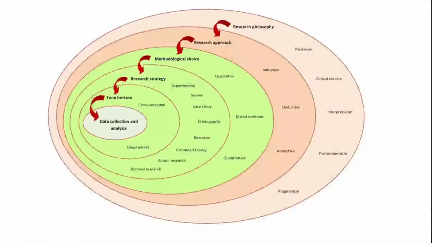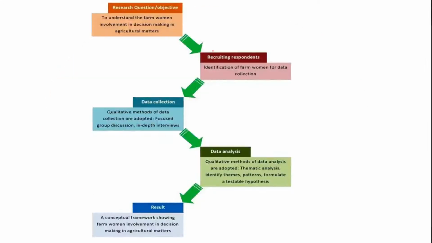So research onion consists of research philosophy, research approach, methodological choices, research strategy, time horizons and data collection and analysis. Now in detail we have seen all this. Today, as I said, our detailed part is the research approach. So let's talk about the research approach in detail. First, going towards the inductive approach. I have not labeled it, sorry. This particular approach is the inductive approach.